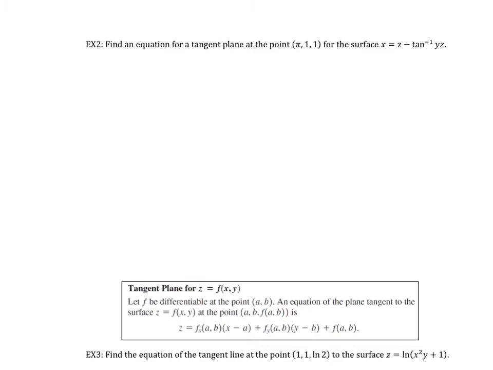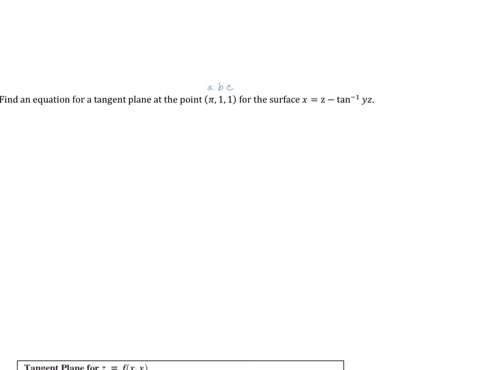Let's look at another example. Example 2, we have this surface, x equal to z minus tangent inverse of yz. And we want to find the tangent plane at the point pi, 1, 1. So this would be our A, our B, our C. I do have an issue. Notice that my equation is not in implicit form, it's in explicit form. Well, not quite explicit because it's not solved for z, but I do have to get it in the correct form so I can determine my partial with respect to x, y, and z.